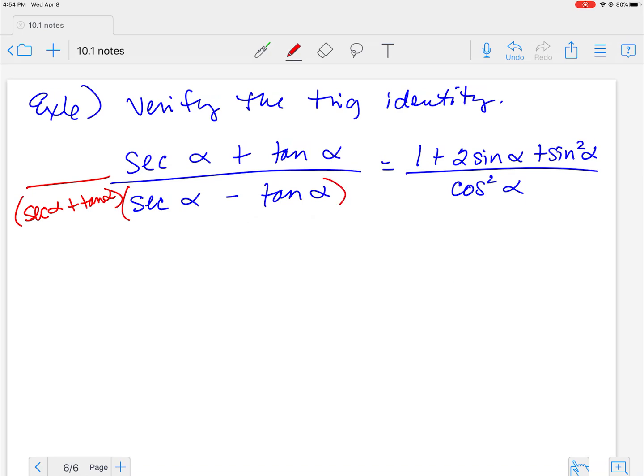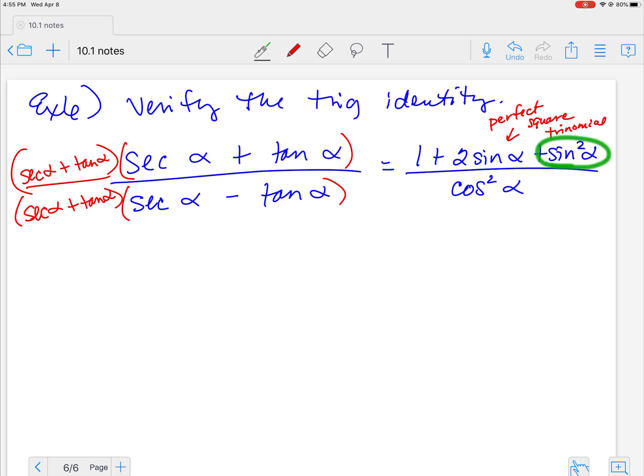So on this side, when I'm looking through here, I'm going to do secant alpha plus tangent alpha, just because I want to make these perfect squares, right? That difference of squares situation. When you multiply the top and the bottom by the exact same thing, it's just like multiplying by a 1, and that's the beauty of it. So we'll multiply that out, okay?